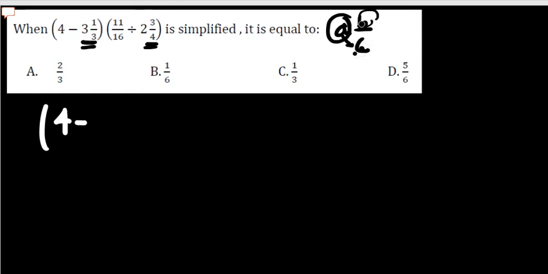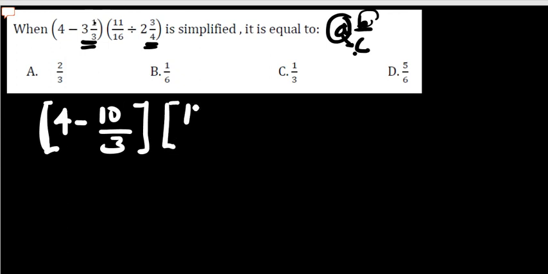Then add the numerator. In the same manner, 3 times 3 will be 9, 9 plus 1, it's going to be 10. 10 over 3. The denominator will not be changed. Nothing changed in the denominator here, only the numerator changed. How come? 3 times 3 is 9 plus 1, 10 over 3. In another bracket, 11 over 16 divided by, again let's do the same process. 2 times 4, 8 plus 3 will be 11. 11 over 4.